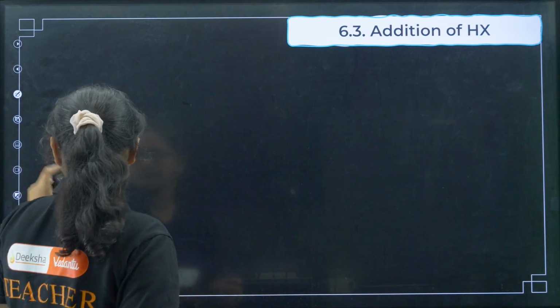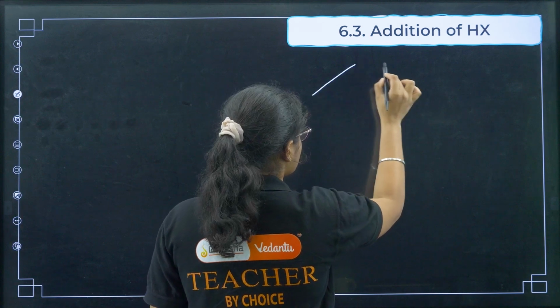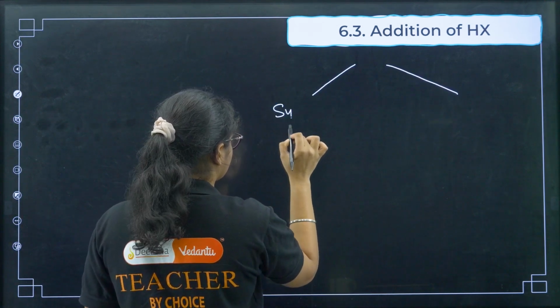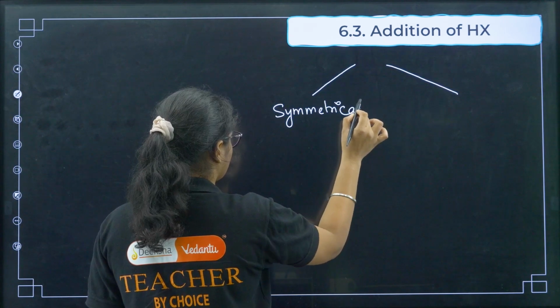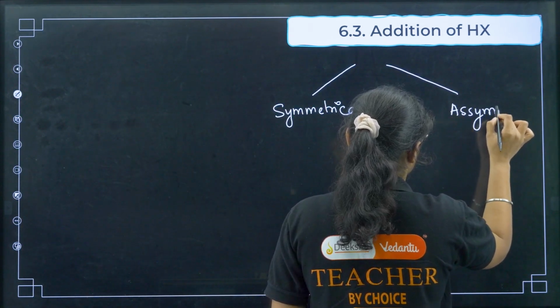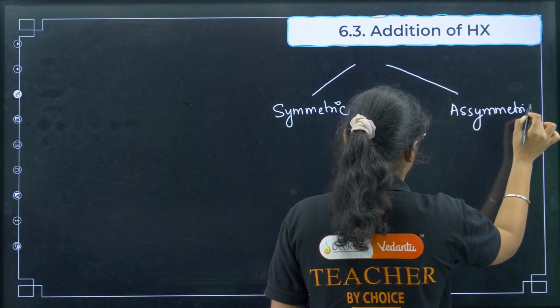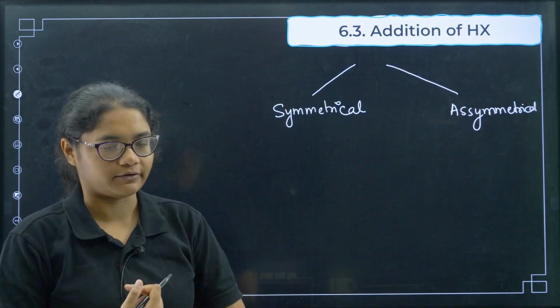Okay, so here we should understand about 2 things. First is symmetrical and asymmetrical alkene. Let me first explain what is symmetrical alkene and what is asymmetrical alkene.